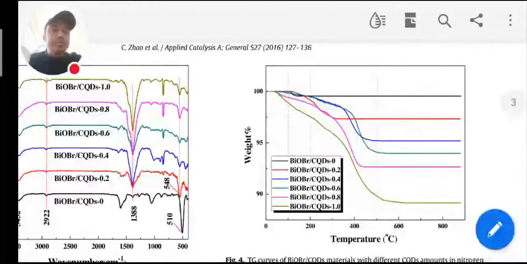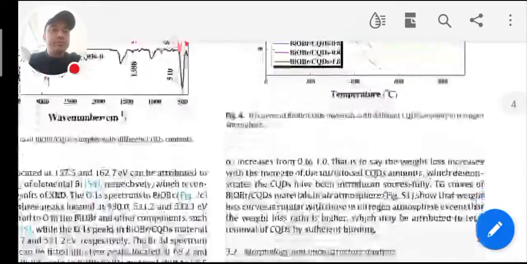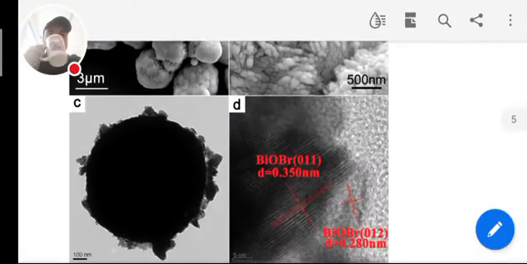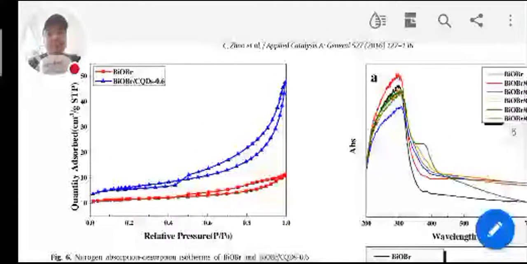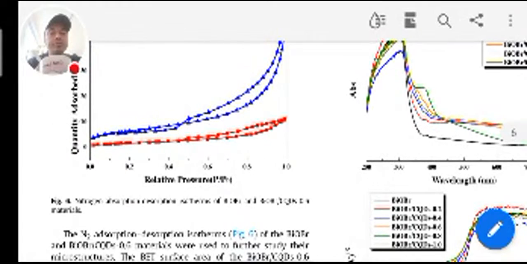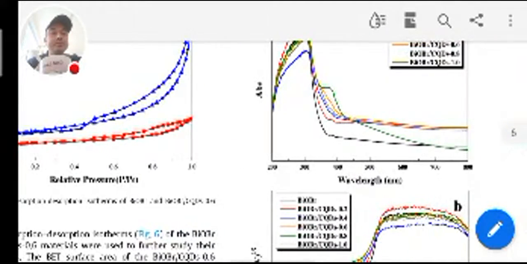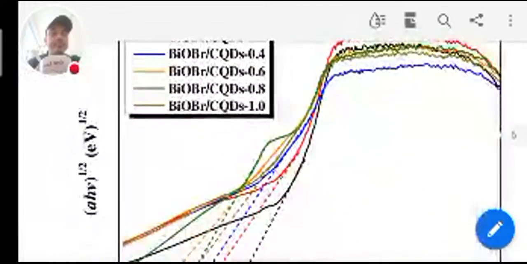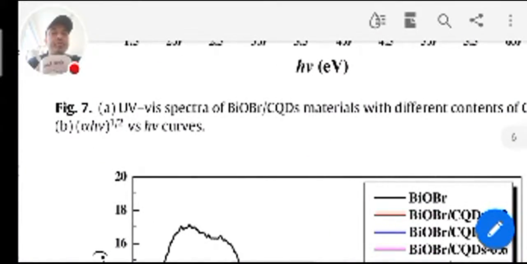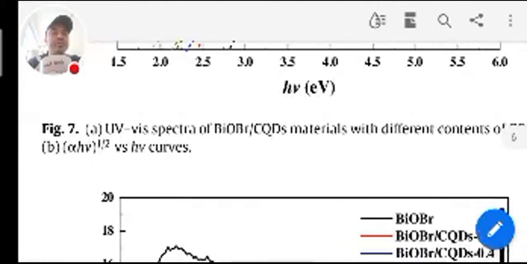The curve of the BiOBr material is different. So these are the TGA plots with temperature and weight. Then pressure P divided by P naught, and quantity of adsorbent. So this is the nitrogen adsorption-desorption isotherm. This is UV spectroscopy of BiOBr quantum dot material with different content of carbon quantum dots.